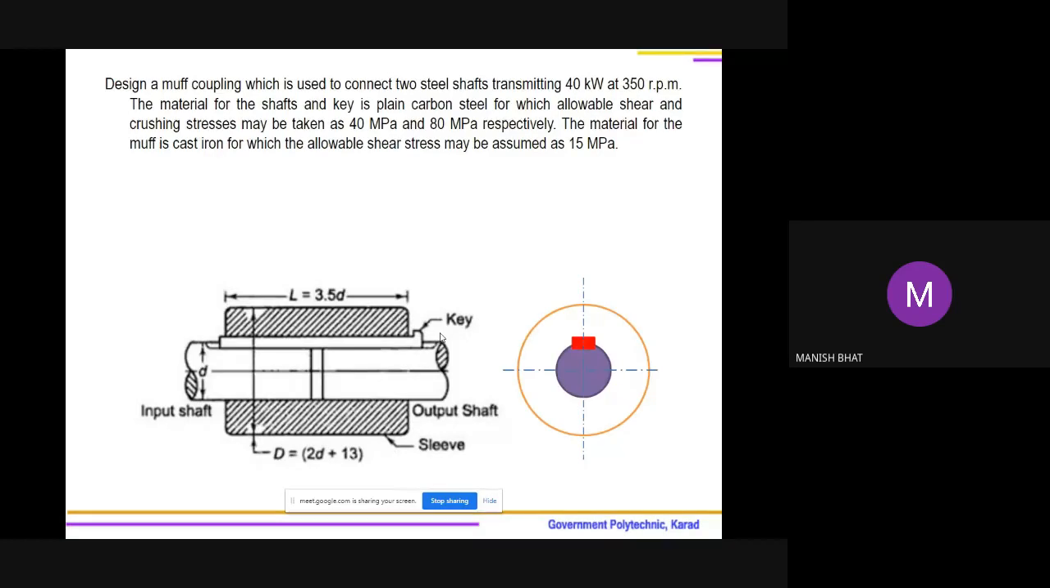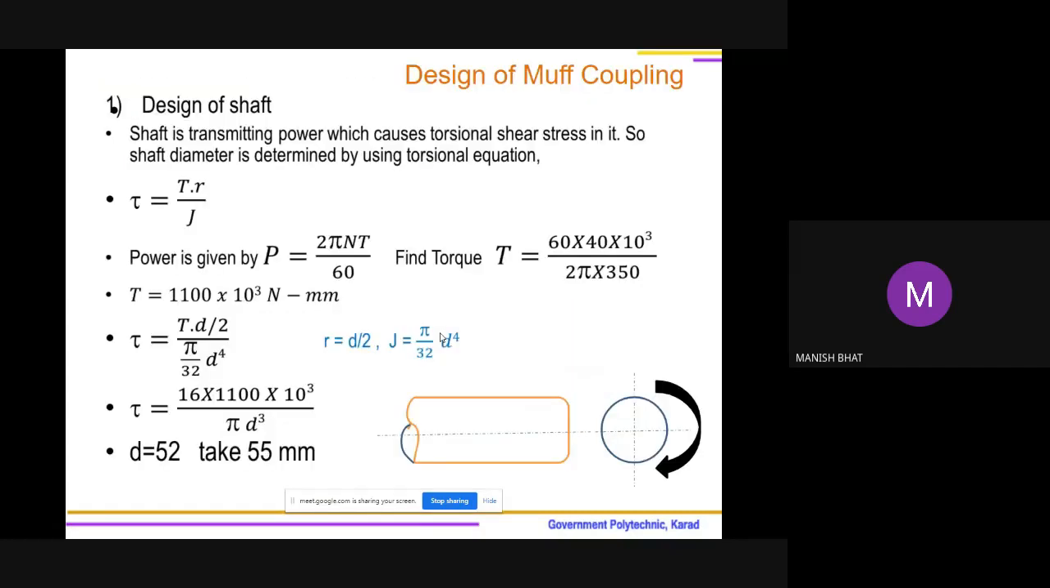So when we want to start, we need to find the diameter of the shaft, and we know that the shaft is subjected to torsional shear failure. So we are supposed to find the torsional shear stress induced in the shaft as it is transmitting power. It is transmitting some power, and for that sake, we will find out how much torque is transmitted from the power relationship, and that is P is equal to 2 pi N T upon 60. So N is the RPM, T is the torque, and power is given.